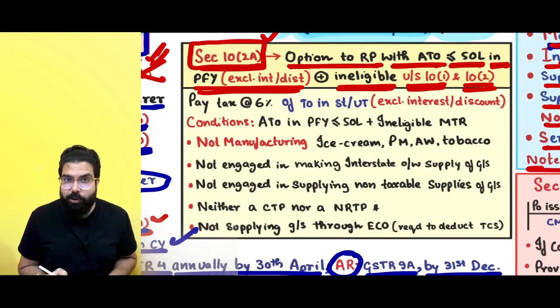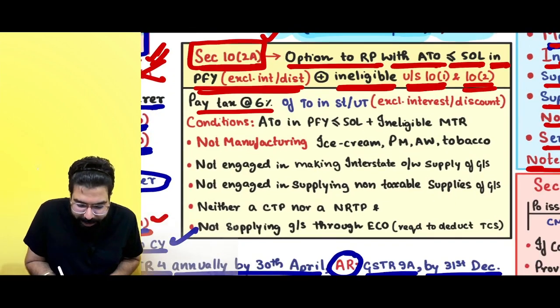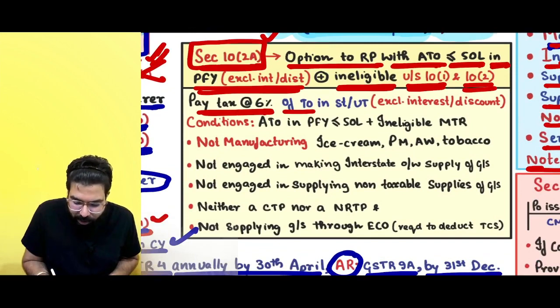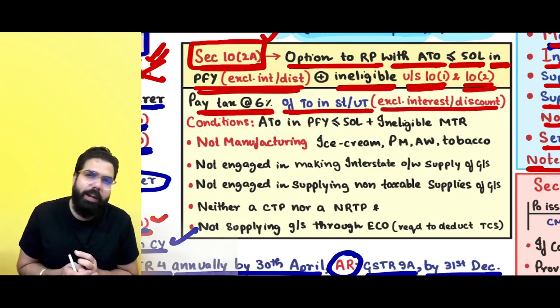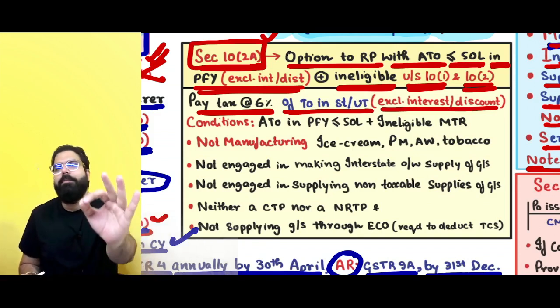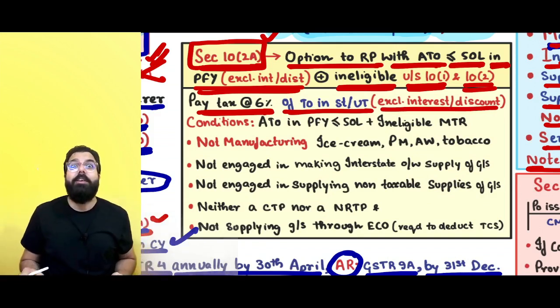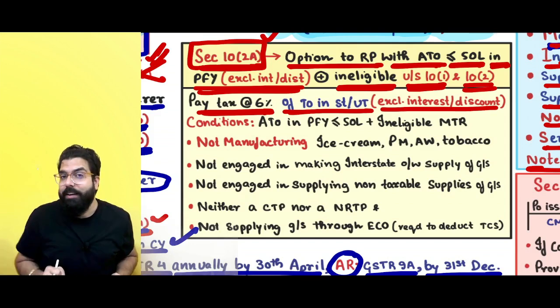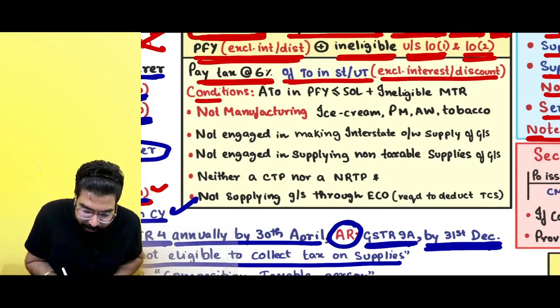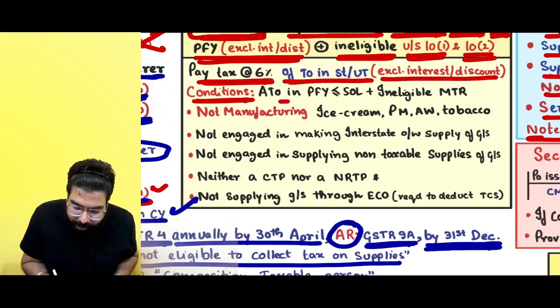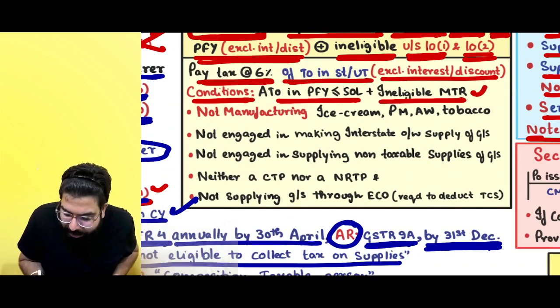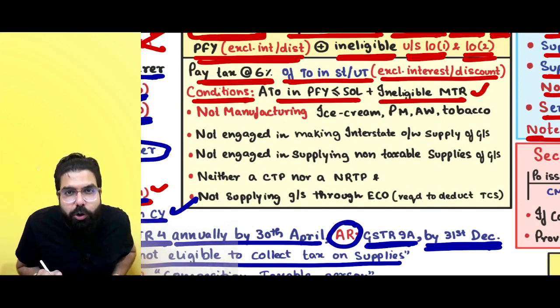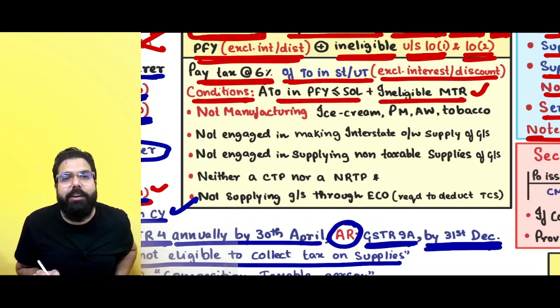But in section number 10.2A you have to pay tax at the rate of 6% of the turnover in the state or UT, excluding interest or discount. When you are paying the tax, always remember you have to pay 6%, 3% CGST and 3% SGST. Sir, what is the condition? Aggregate turnover in the preceding financial year should be up to 50 lakh rupees and you should be ineligible under section number 10.1 or 10.2. Then you can come for section number 10.2A.